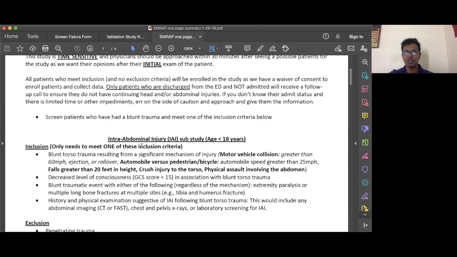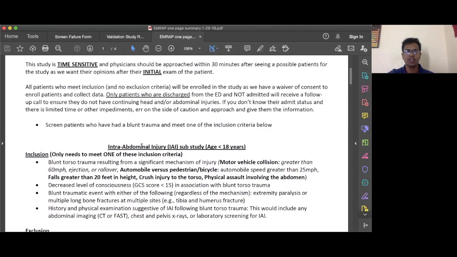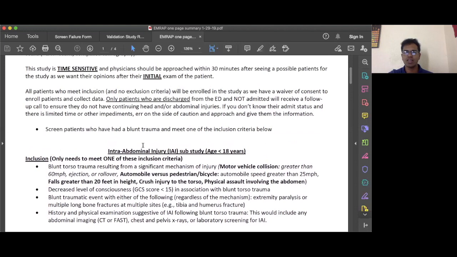So our role in this validation sub-study begins with identifying possible eligible patients. As this is a pediatrics study, only patients aged 0 to 17 will qualify. Overall, we're screening for patients that have experienced blunt, non-trivial trauma to either the head, abdomen, or both.